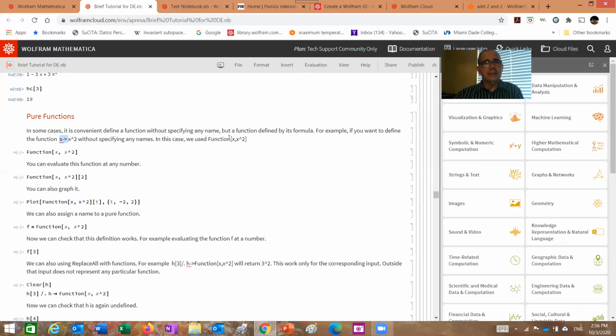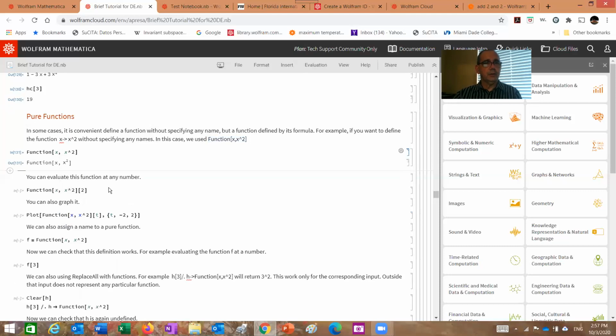And then to represent this in this program, we can use the built-in command Function of x comma x to the second. So this is the way of representing the function that for any x, the corresponding element is going to be x to the second. This is a function that transforms any x into x to the second. And then you press enter to enter that function.